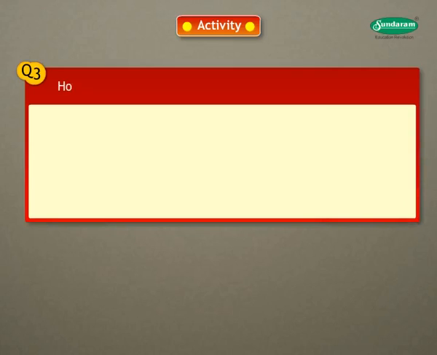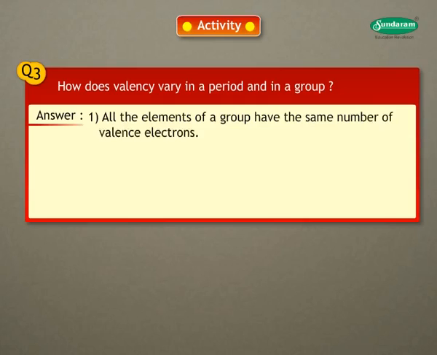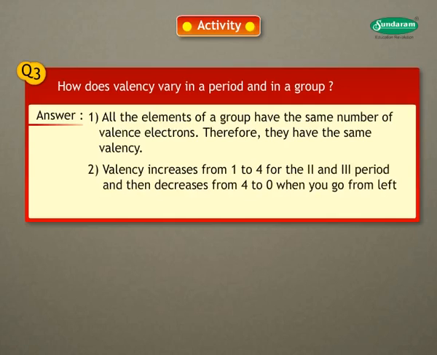Question 3. How does valency vary in a period and in a group? Answer. 1. All the elements of a group have the same number of valence electrons. Therefore, they have the same valency. 2. Valency increases from 1 to 4 for the second and third period and then decreases from 4 to 0 when you go from left to right in the table.